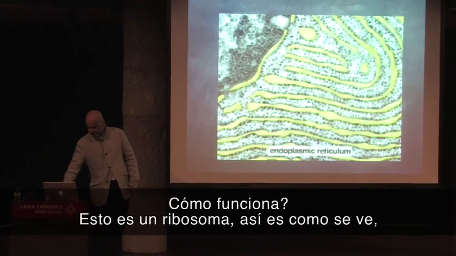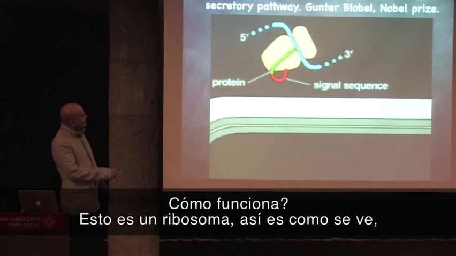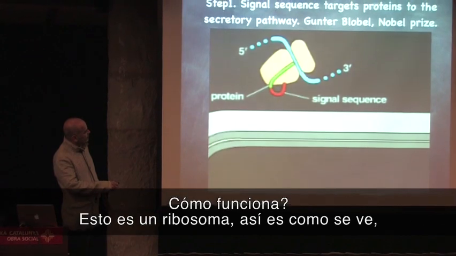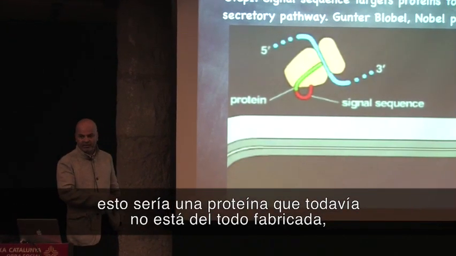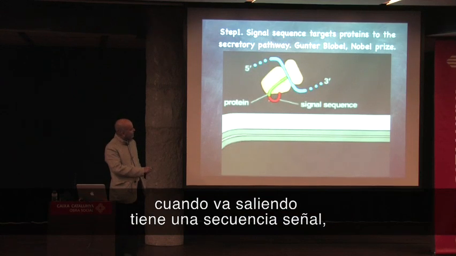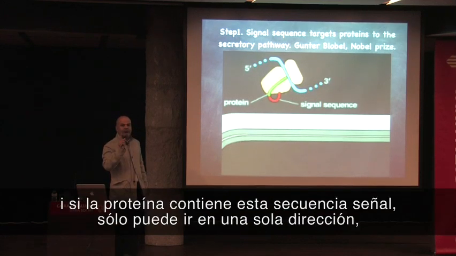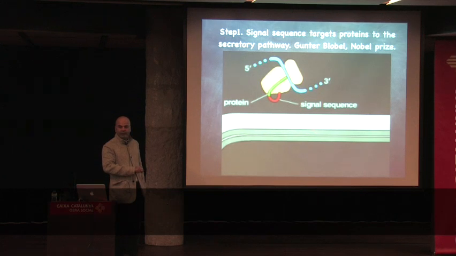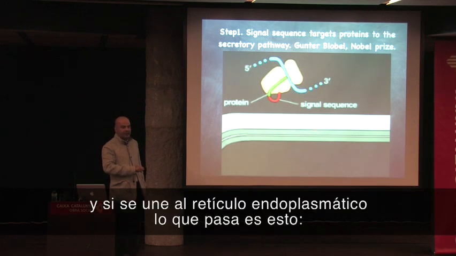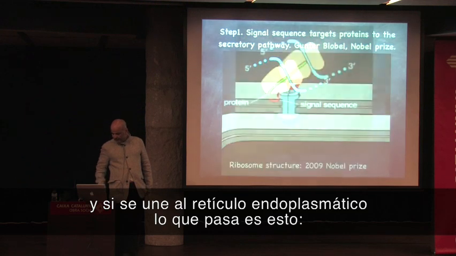Okay? So how does it work? So this is a ribosome. This is what it looks like. This is a protein that is not completely made yet. As it comes out, it has a signal sequence. And if a protein contains a signal sequence, it can go only in one direction, and that is to bind to the endoplasmic reticulum. And if it binds to the endoplasmic reticulum, this is what happens.